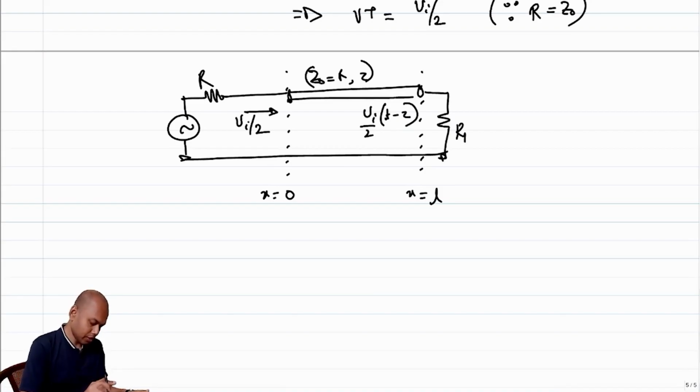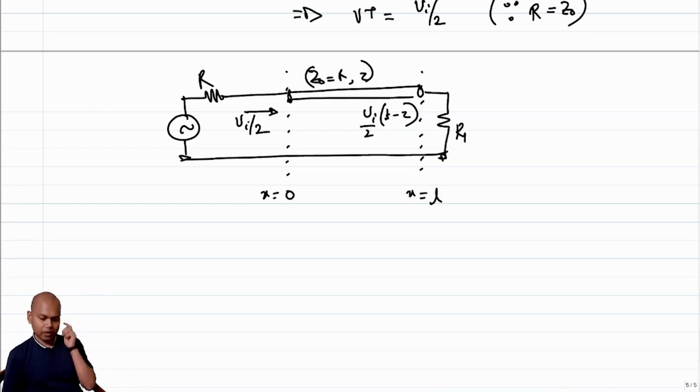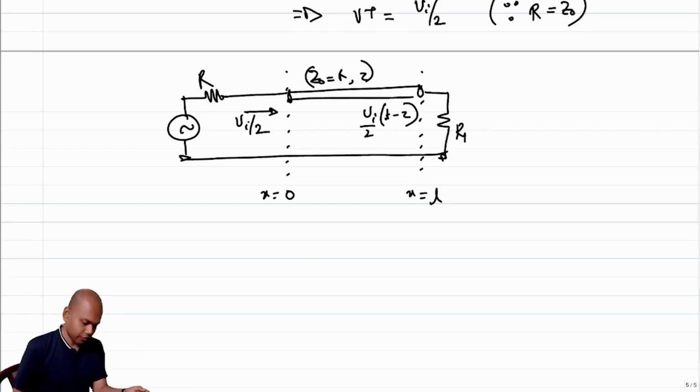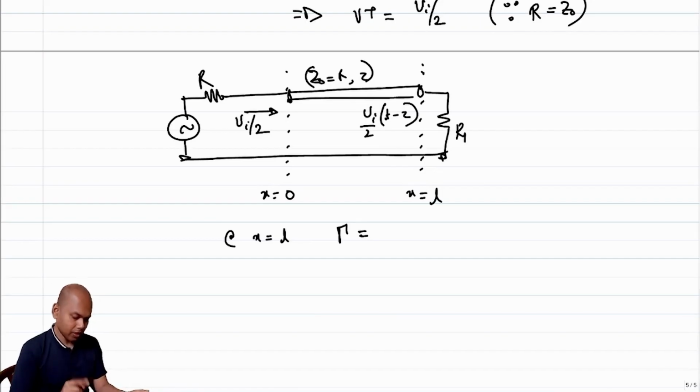So if I impose this condition, I mean assume that Vi is in time domain and it's a function of t. Okay. So what's going to happen now? What's going to happen at this junction? So at x equal to L, my reflection coefficient gamma is not 0, right? That is R1 minus R by R1 plus R. Okay. So which essentially means that there will be a reflection.